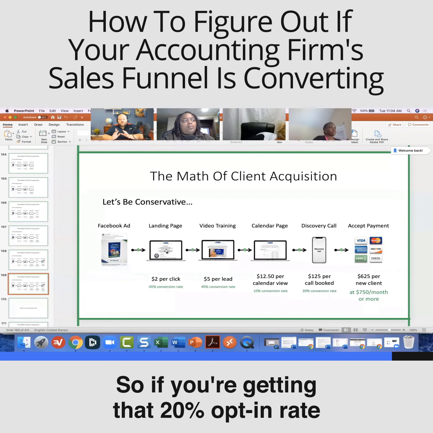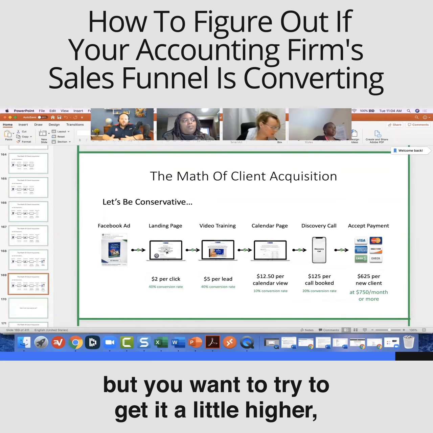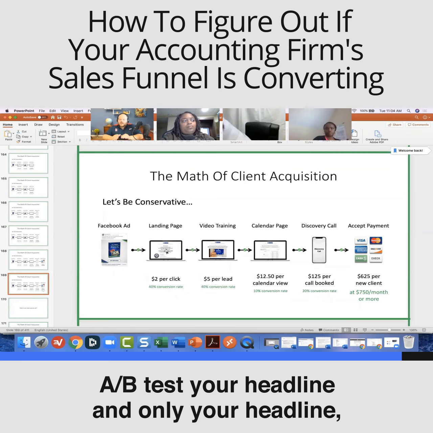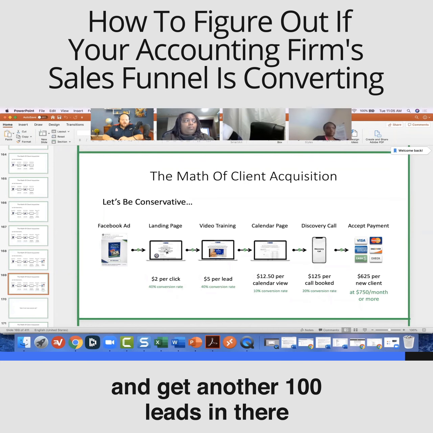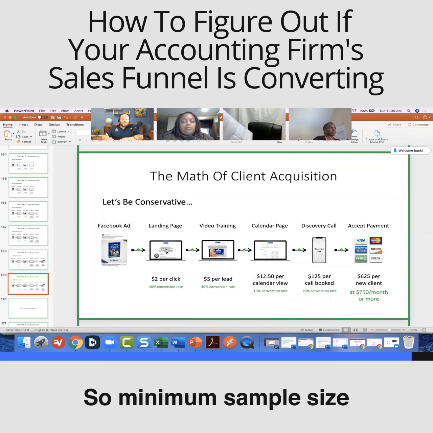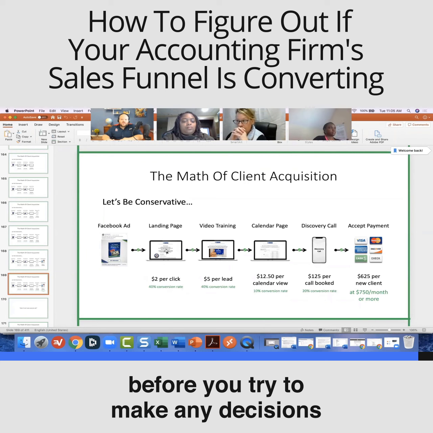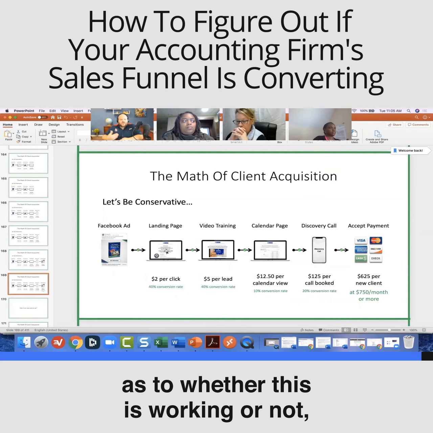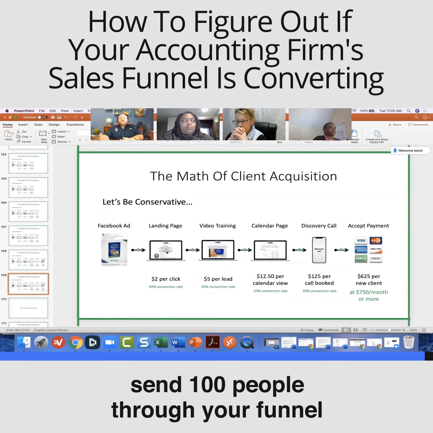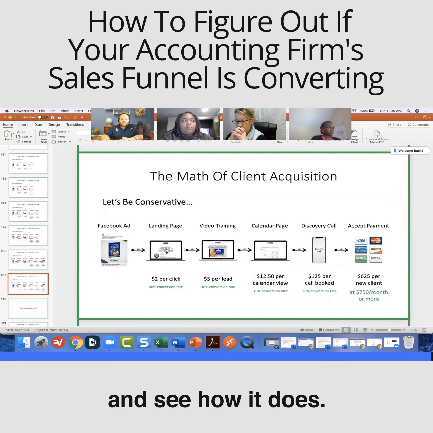So if you're getting that 20% opt-in rate, but you want to try to get it a little higher, A/B test your headline and only your headline, and get another 100 leads in there to see how that does. So that's the minimum sample size before you try to make any decisions as to whether this is working or not. Send 100 people through your funnel and see how it does.